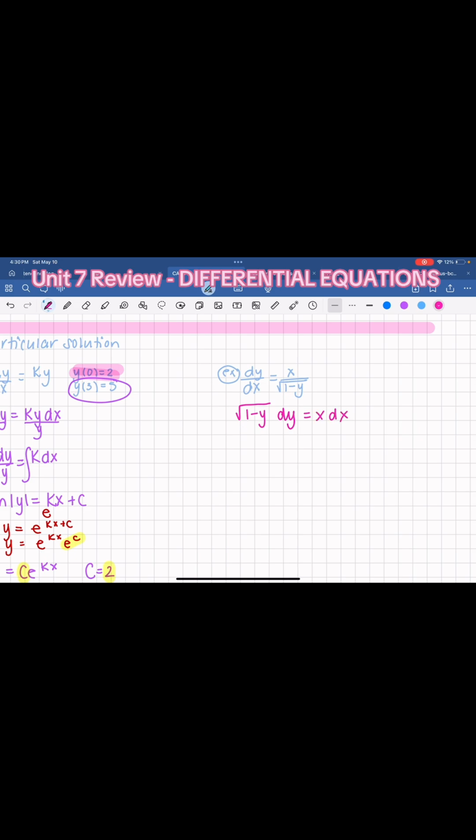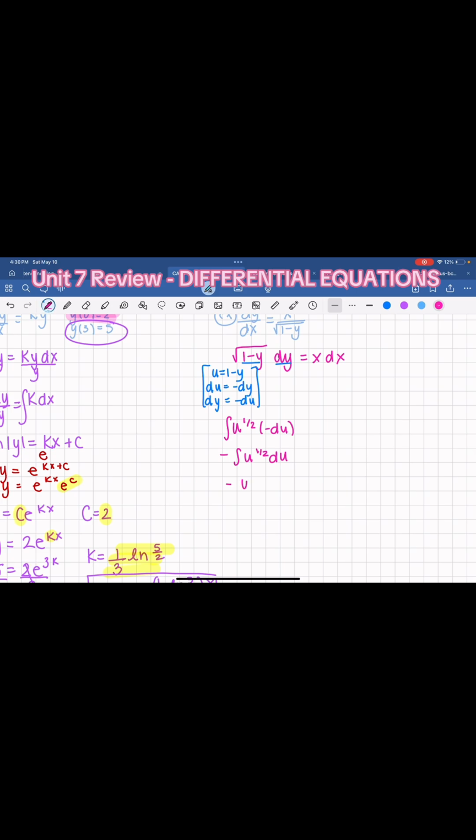We're going to u-sub this. u is 1 minus y. du is negative dy. dy is negative du. We're going to plug in for what I underlined, and you're going to get u to the 1/2 times negative du, which is negative u to the 1/2 du.